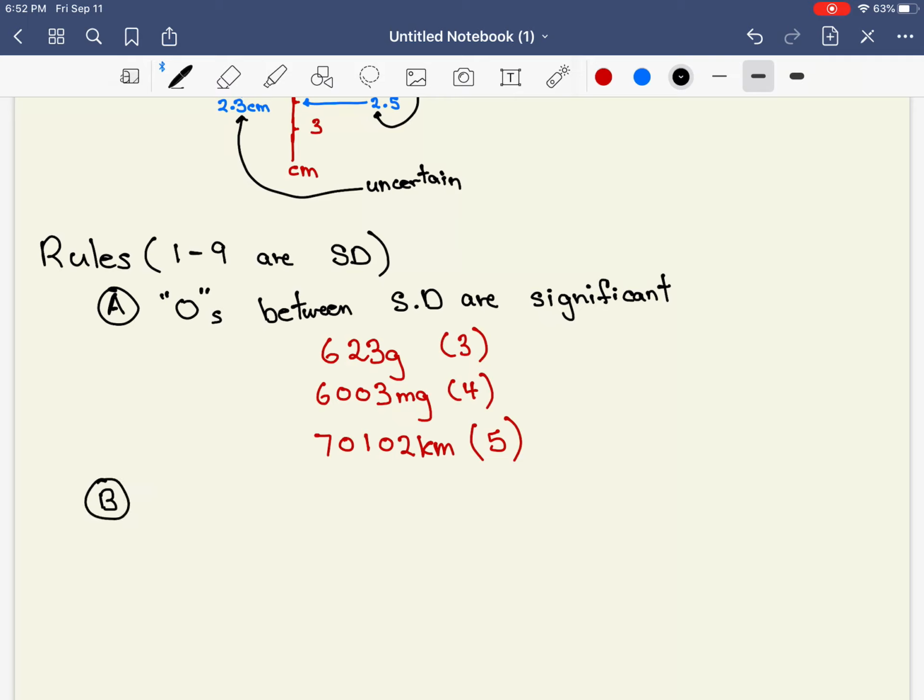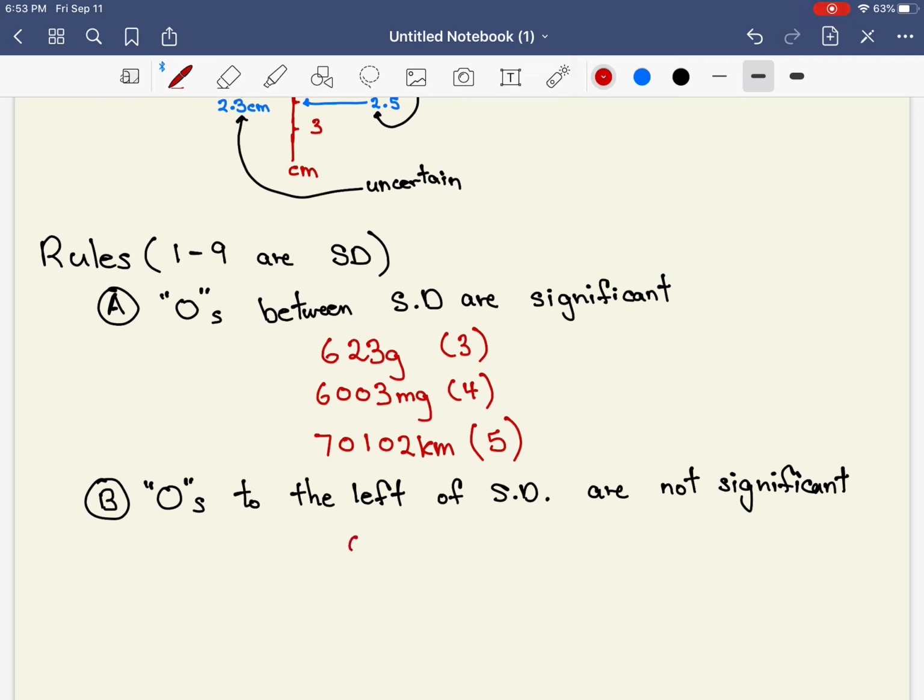For rule B, we say that zeros to the left of significant digits are not significant, or insignificant, whichever way you like it. So when you have zeros to the left of significant digits, they're not significant. Now, you may be thinking, to the left of significant digits? The only time I see a situation like this is when I have a number like this.